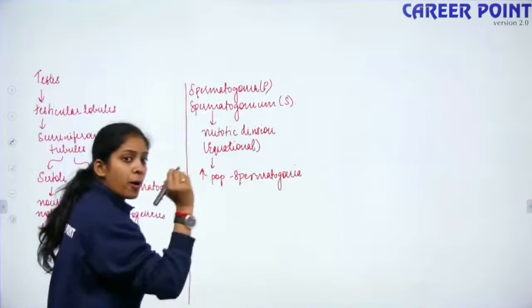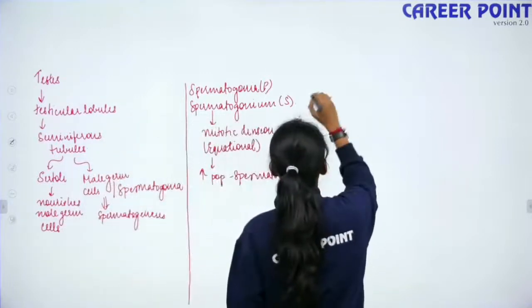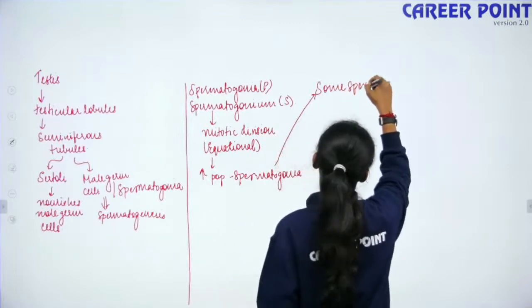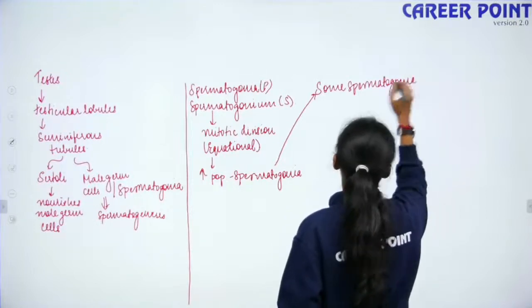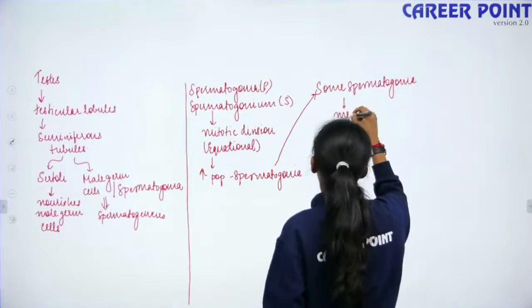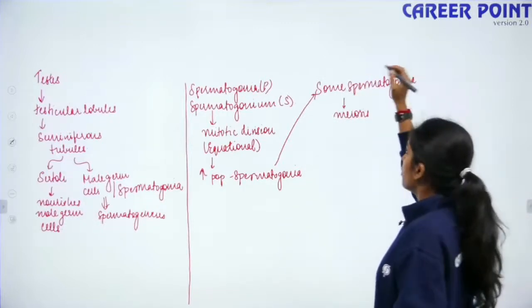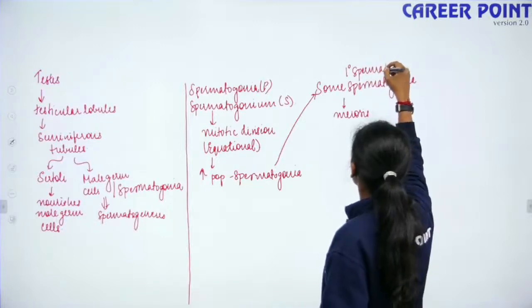Now, all the spermatogonia will not undergo the next step. Only some of the spermatogonia are willing to undergo meiosis. So the ones which are willing to undergo meiosis are called the primary spermatocytes.